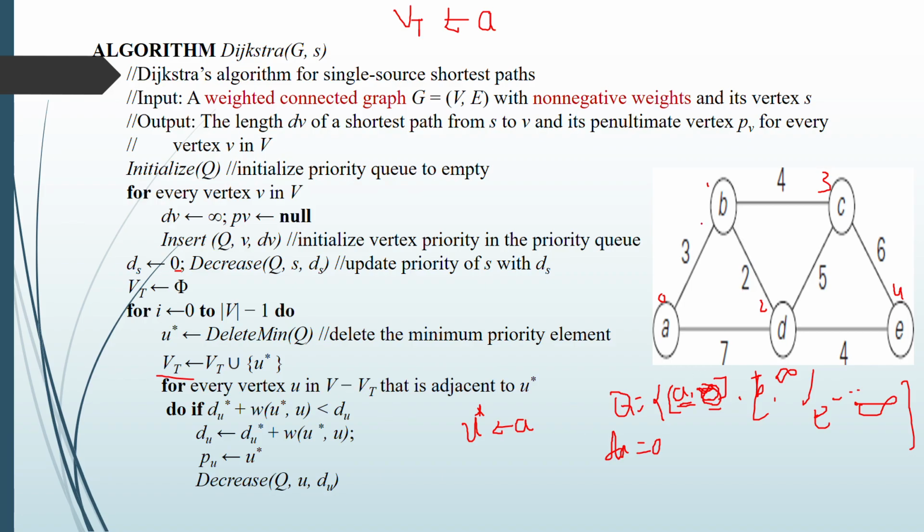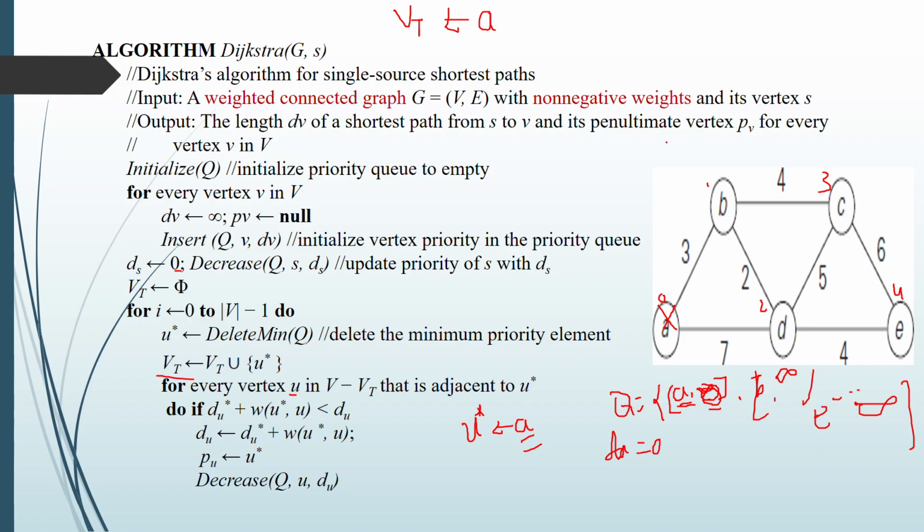So v contains what? A, B, C, D, E. So now v is the set of all the vertices. So now v minus vt. Which vertex have you visited now? A. It means you don't have to consider this vertex. Remaining all the vertices you can take as u now, that is adjacent to u star. U star is what? A. Now you don't consider this A, and for this A, whatever adjacent vertices you have, those you have to consider. So for A, what are the adjacent vertices? B and D. At present, for A, B and D are adjacent.